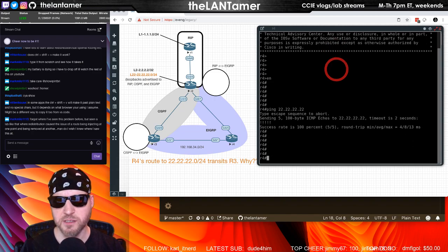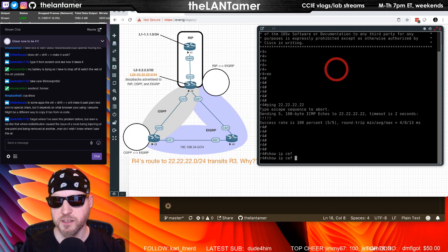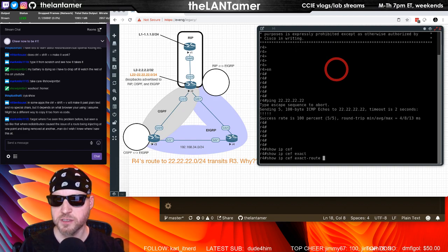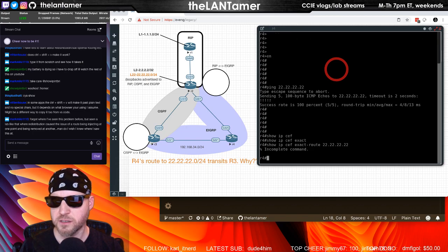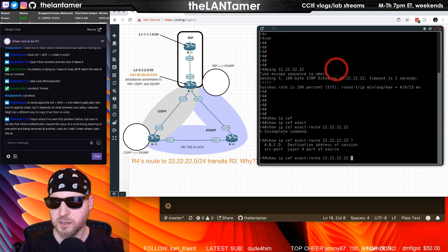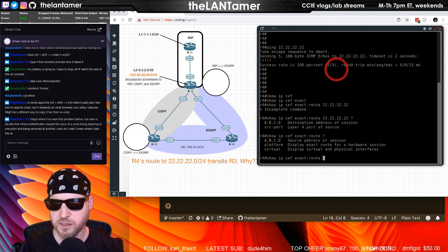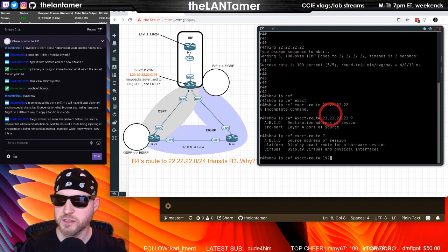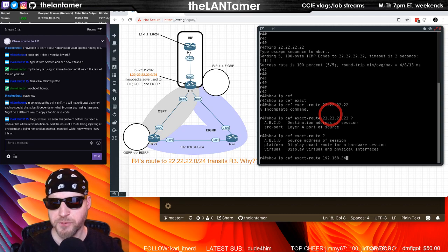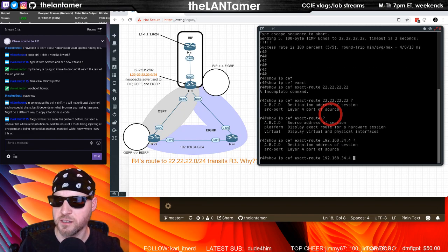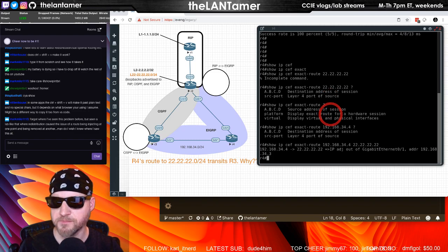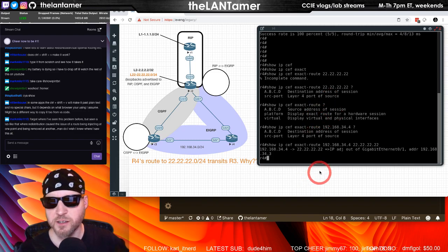Okay, that looks good. Show IP CEF exact route. Destination. Oh, hold on. I have to do the source, don't I? Source address is, we want 192.168.34. Let's do, yeah, 34.4. 22.22.22.22. Okay, there we see it, right?